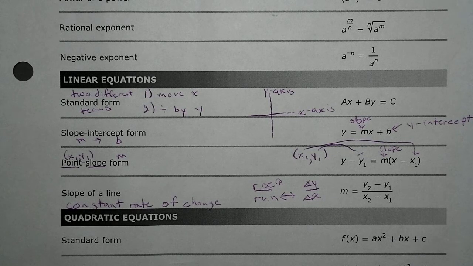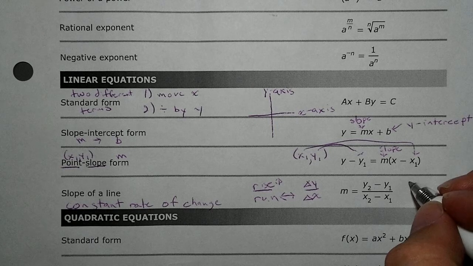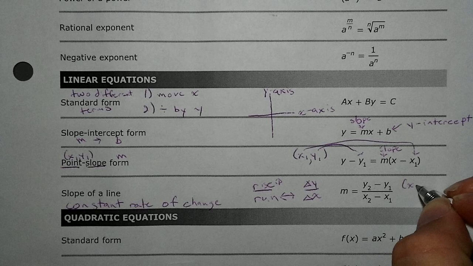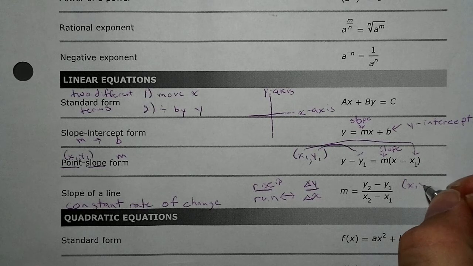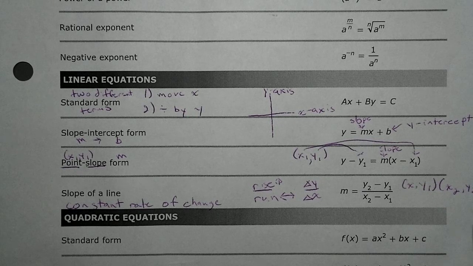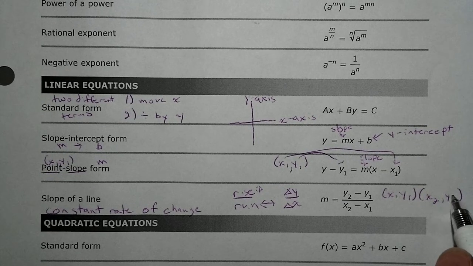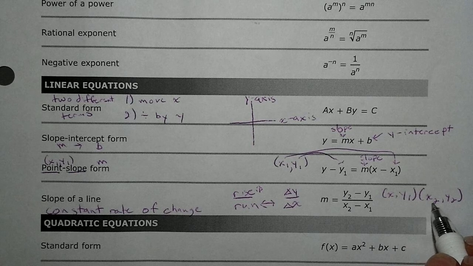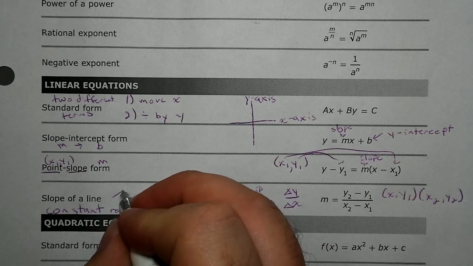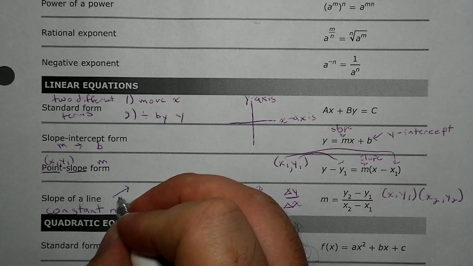Make sure you take your points. You're going to have 2 points to use this slope formula. Your x1, y1 is your first point, and your next point is your x2, y2. And you plug them in just like so. y2 minus y1 over x2 minus x1. Then simplify that fraction. And then with slope, remember, when it's increasing, it's a positive slope.